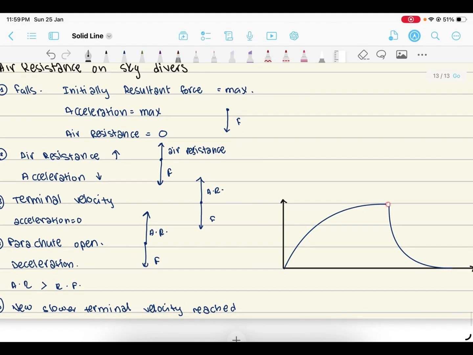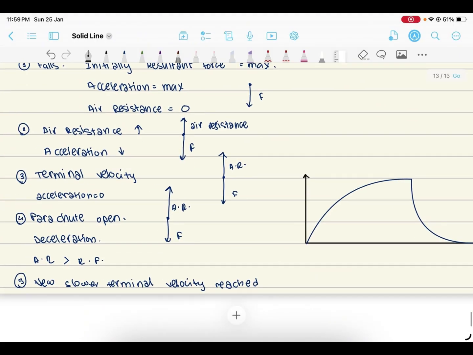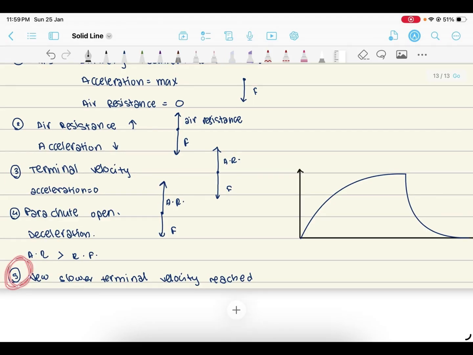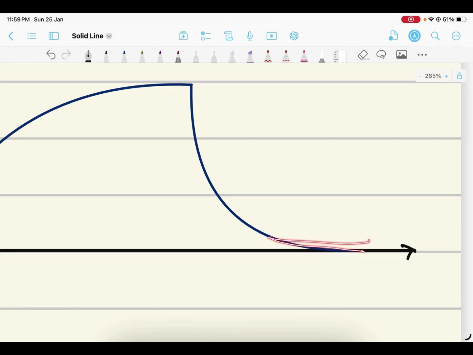Then at this point your parachute will open and they will experience deceleration. The acceleration is slowly decreasing, as you can see here, and at this point air resistance will be more than the downward force, so the parachutist might initially feel an upward force. Then they will start slowly coming down, and lastly there will be a new, slower terminal velocity. Again, velocity will be constant.